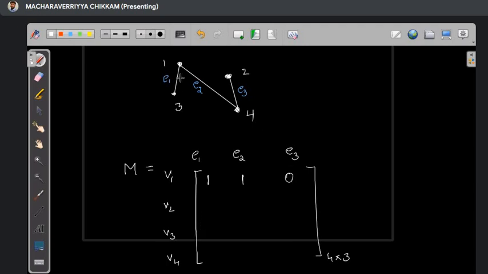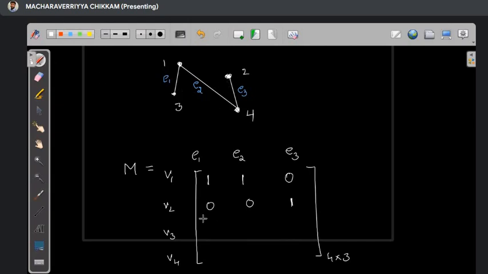Similarly, we will come to the second vertex. Right? Now, what are the edges which are incident with the second vertex? Only E3 is incident with it. Therefore, here we will get 1. The rest we will get 0. You can see that E1 is not incident with the second vertex. E2 is not incident with the second vertex.